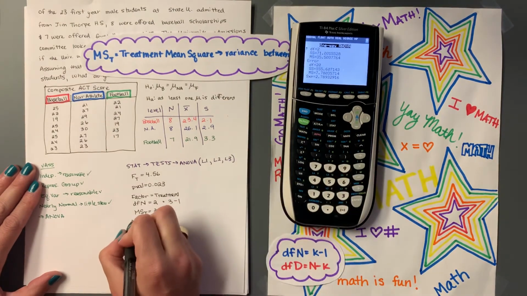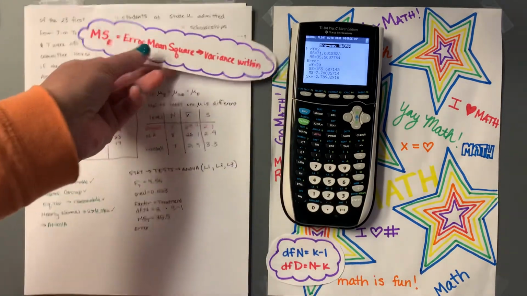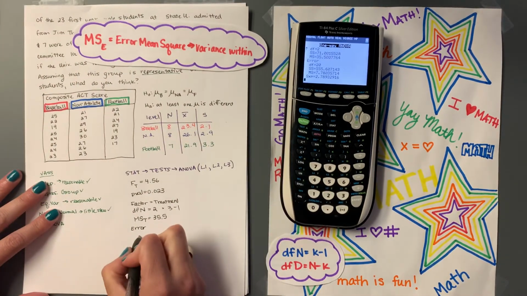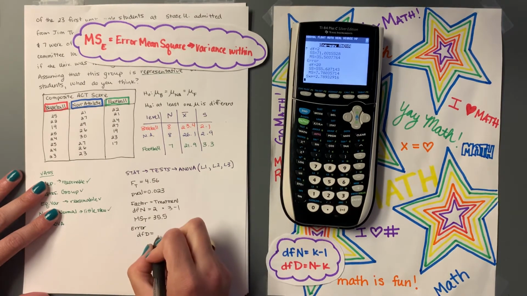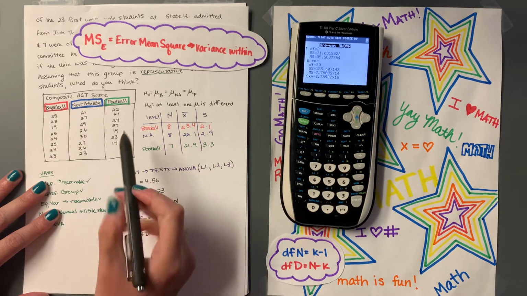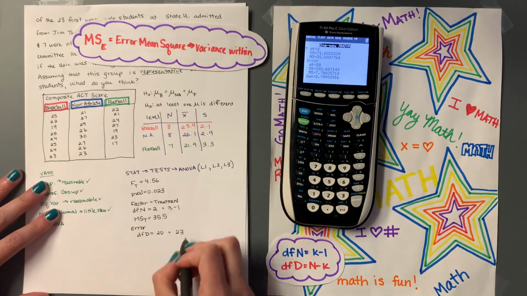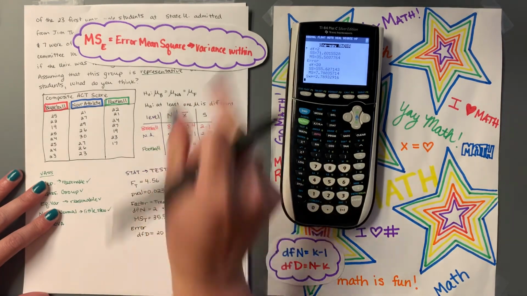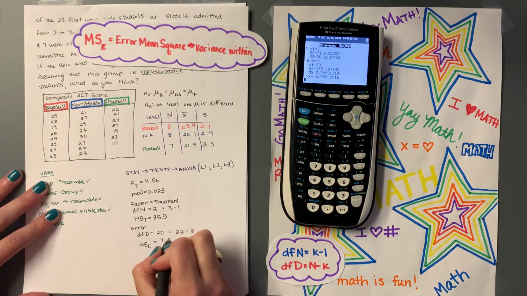Scrolling down, I get to the error, which is the variance within. So again, I'm going to record the degrees of freedom of the denominator, which is n minus k. They tell me that's 20. So for me, the n is my total sample size. There were 23 males in this program, minus 3 categories is 20. So that works out. And then my mean square error is 7.8.